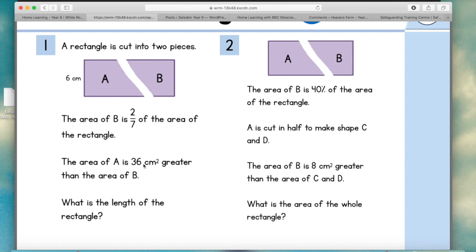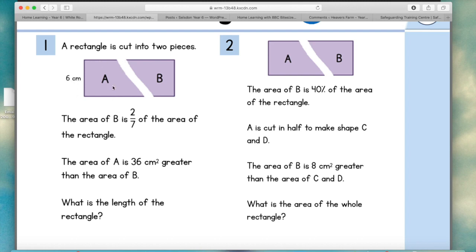So we need to work out what 1/7 would be in terms of area, to then times that by 7, and then we can find the area of the rectangle. Well, we'll actually find the length of the rectangle, because we'll get the area divided by 6.